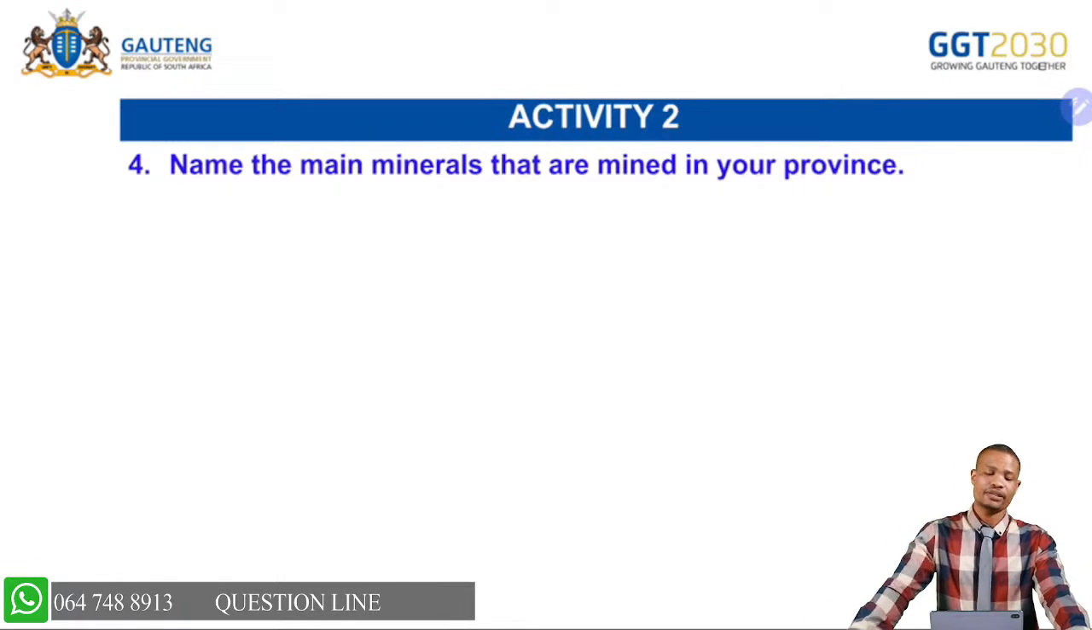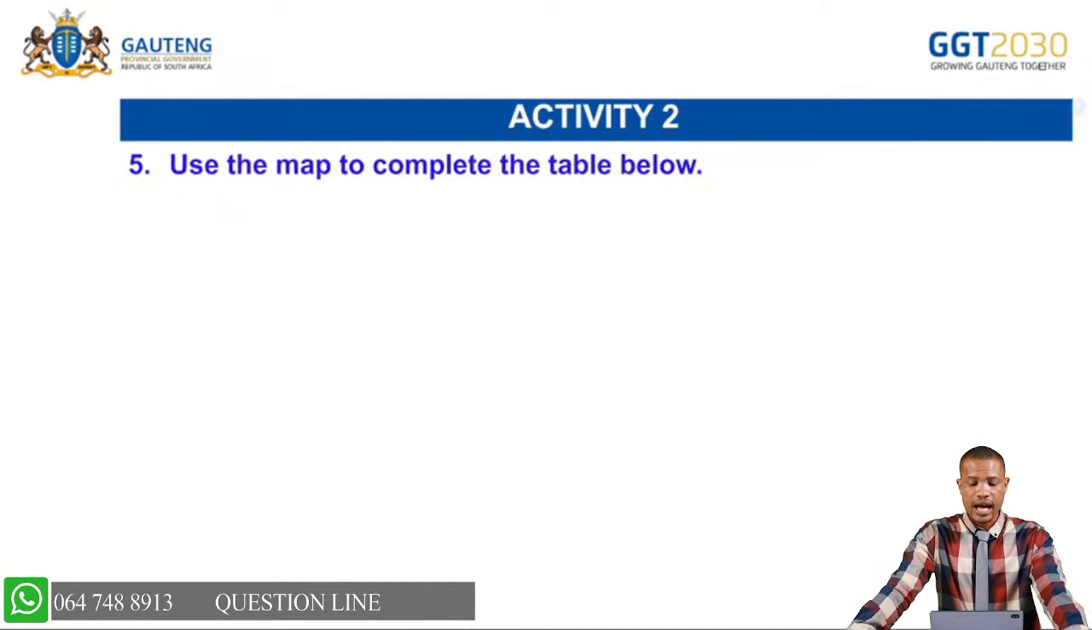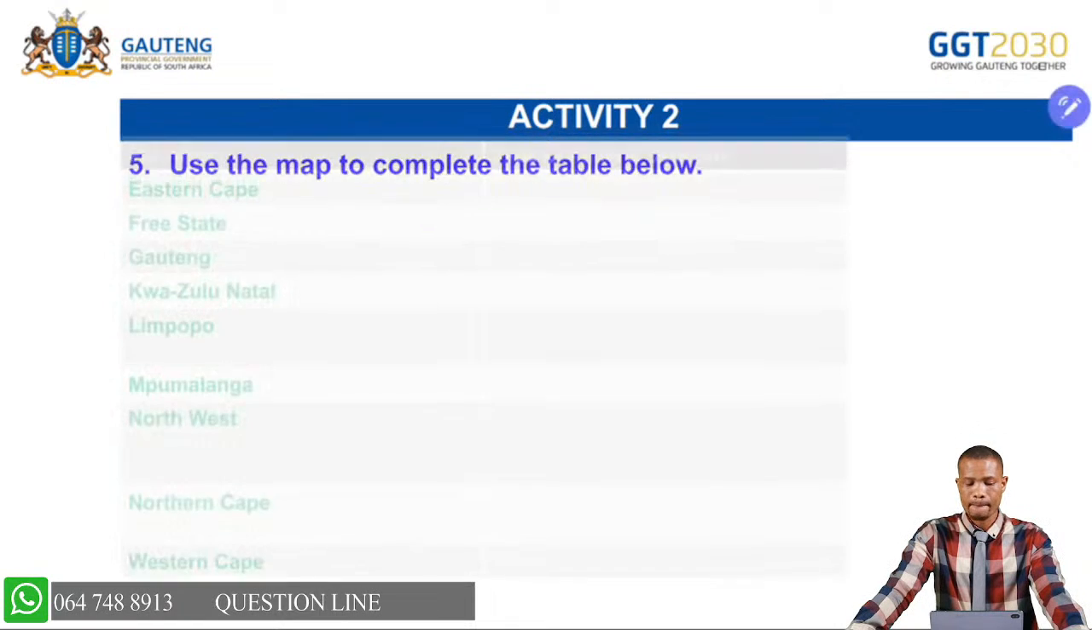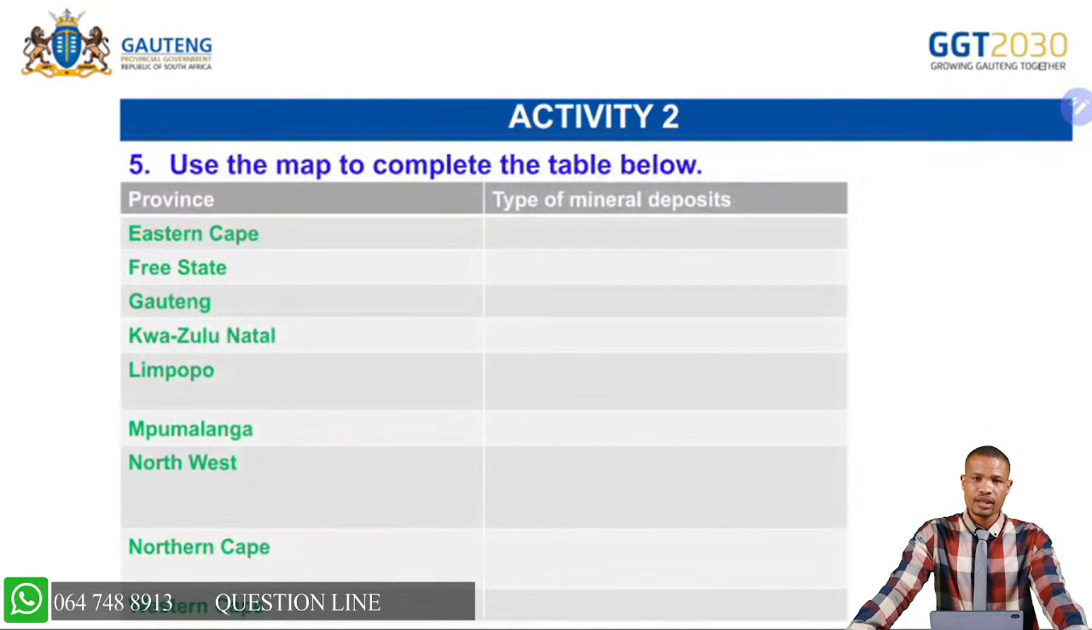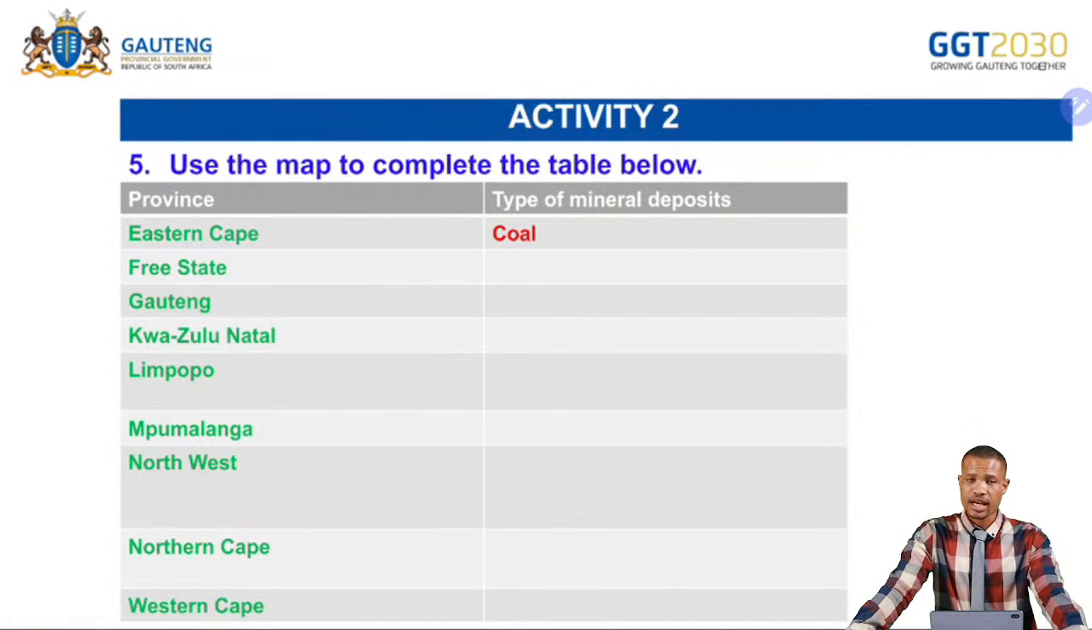Okay, good. Let's continue. Question 5. Use the map to complete the table below. Right. So here's our table. What did we see for Eastern Cape? Coal, right? They only have one mine and it has coal. They don't have that many mines. Free State, gold, coal, and diamonds from the map. Gauteng, gold and diamonds, mostly gold. KwaZulu-Natal, coal and gold, mostly coal though.